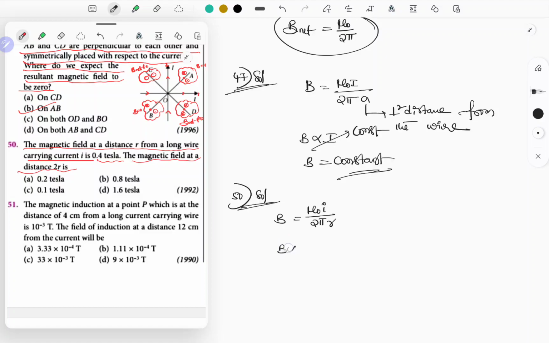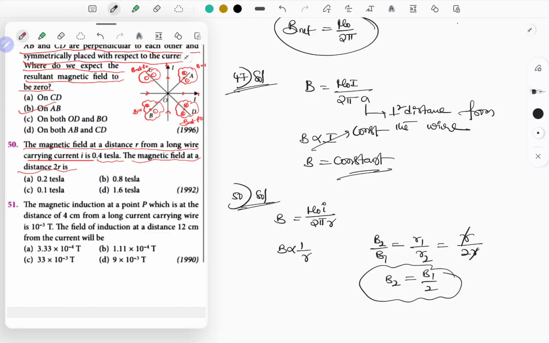As current is the same, I can write B is inversely proportional to R. Then B2 by B1 is equal to R2 by R1. R2 is 2R divided by... it's not R2. So this is going to be R1 by R2. It is an inverse relation, right? Let me replace it. It's going to be R1 by R2. So R1 is R, R2 is 2R, and B2 is equal to B1 by 2.